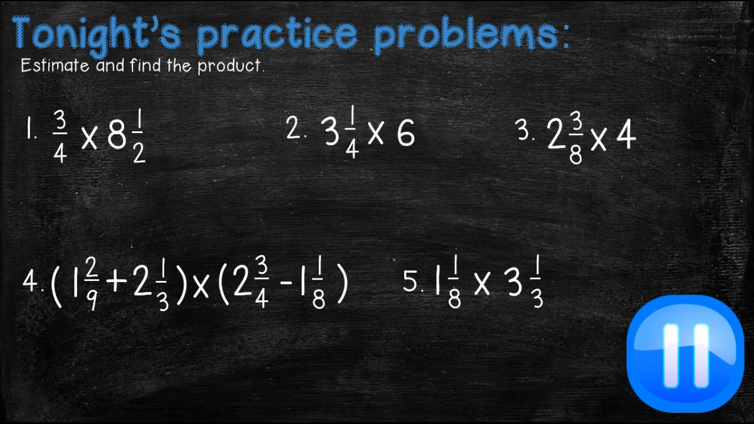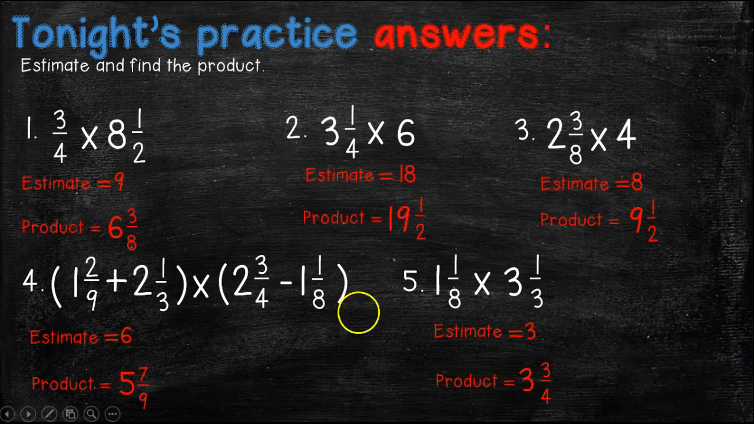Coming back in 5, 4, 3, 2, here they come. Here are your answers for tonight. The answer for the estimate for number 1 is 9. The product is 6 3/8. For number 2, your estimate was 18 and your product should have been 19 1/2. For number 3, your estimate should have been 8 with your product of 9 1/2.